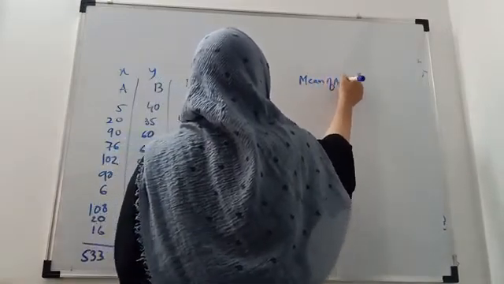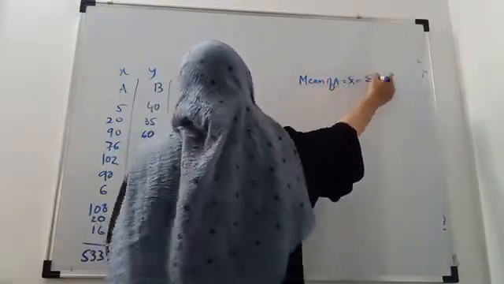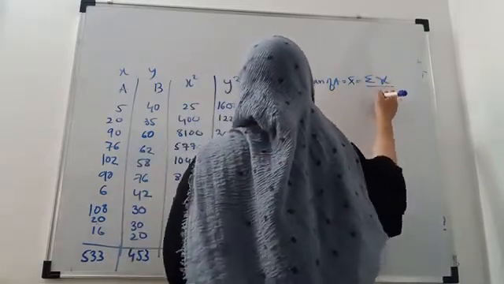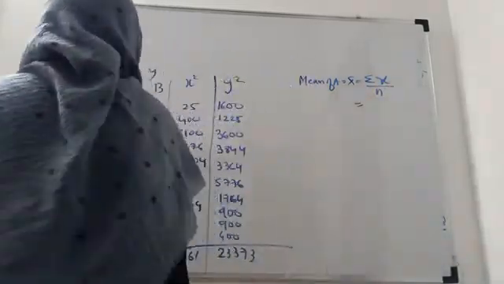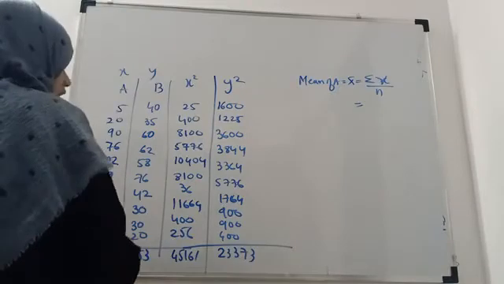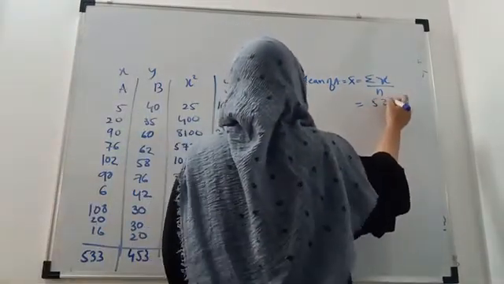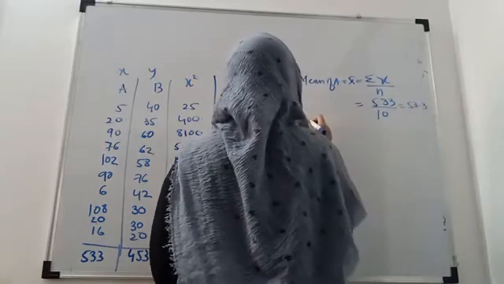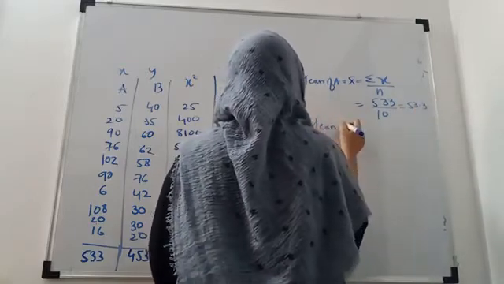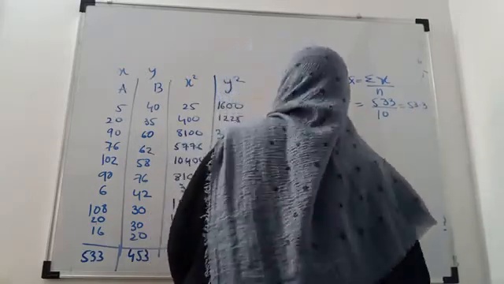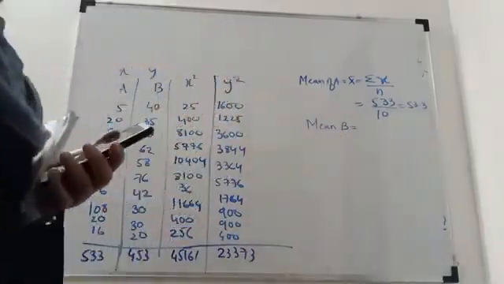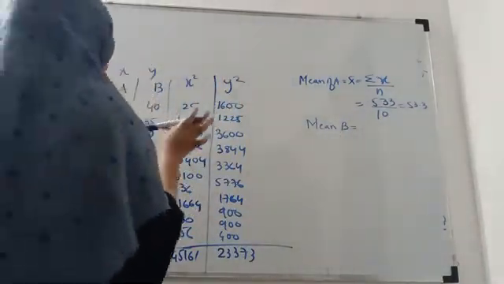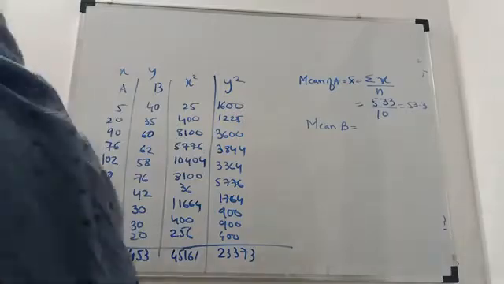Okay. So now we will require the mean of A. Mean of A, which is x bar, is the summation of x upon n. The summation of x is 533 upon n, which is 10. So it is 53.3. Now what is the mean of B? Instead of finding the mean of B, first of all we will find the standard deviation for A only. That will be better for us.